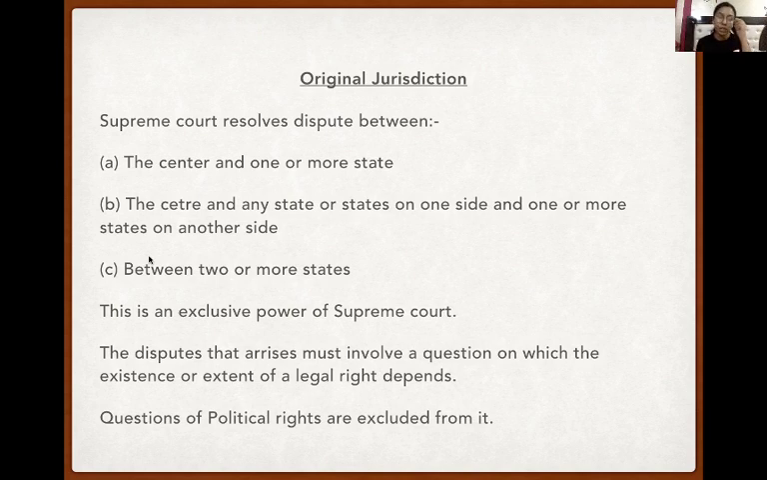So for example, the Centre is on one side, along with Uttar Pradesh and Rajasthan, and on the second side are Jharkhand, Karnataka and Andhra. Okay, so if between these states, like one state, one Centre, here Uttar Pradesh and Rajasthan, and then the other side is one or more than one state on another side. Okay, also Supreme Court has the power to resolve disputes between two or more states.